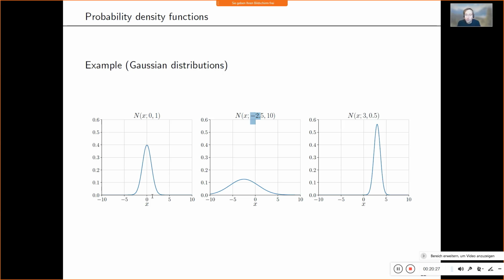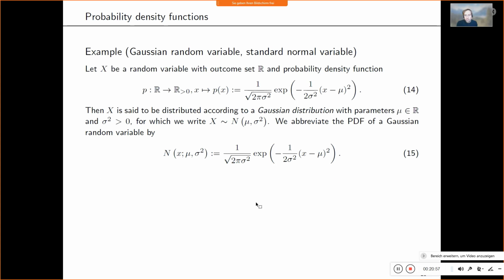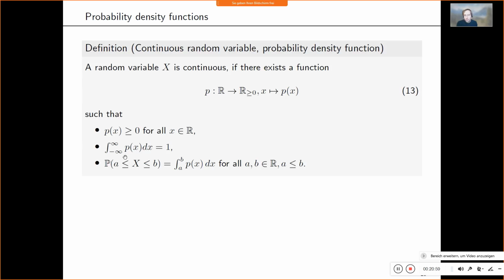But if you want to talk about non-zero probabilities, you need to talk about the probabilities associated with intervals. So for example, the probability associated with the random variable taking values between 0 and 5 corresponds to the integral of this probability density function over this interval from 0 to 5 as defined here.